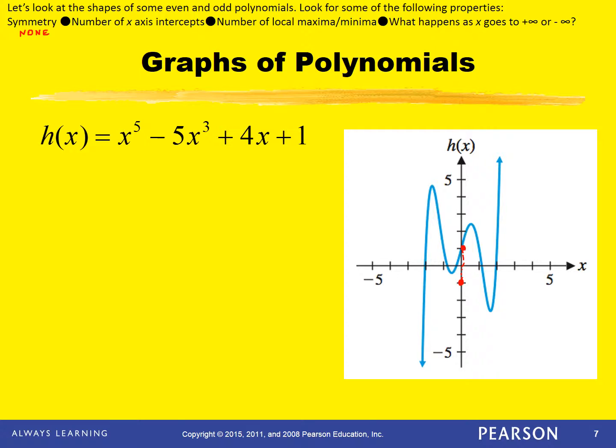Number of x-intercepts. Well, looks like 1, 2, 3, 4, 5. So 5 x-intercepts, which is the same as the degree of the function. How many extrema do we have? Well, here's a peak. And a valley. And a peak. And a valley. So there are 4 extrema.